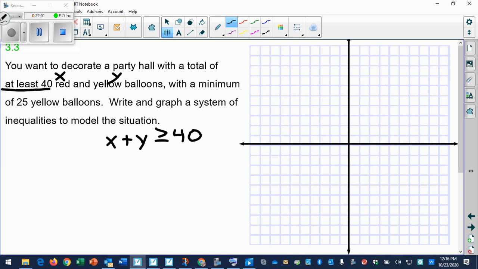So we did kind of this part right here. Now it says with a minimum of 25 yellow balloons. How would you write that? So Y is greater than or equal to 25. The number of yellow balloons is 25 or greater. Does that make sense? Okay, so this would be pretty quick to graph, except the numbers are big, so I'm going to have to count by fives. So we're counting by fives on our graph. Okay. So Y is greater than or equal to 25 is going to be right here. Agreed?